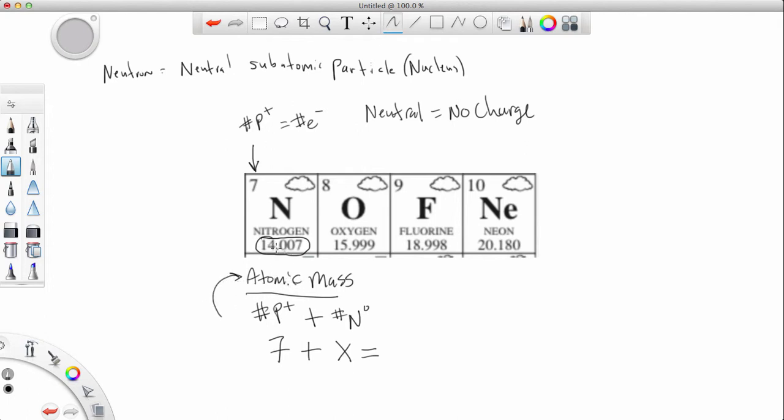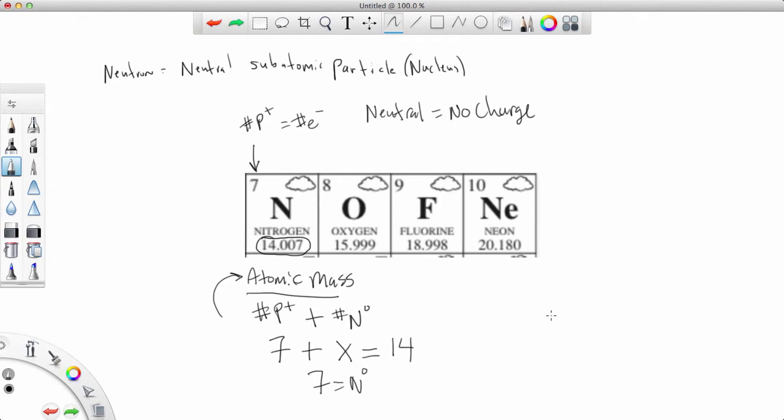And the atomic mass, I know that this shows a decimal. You need to round it to the nearest whole number. So 14.007 rounds to 14. 7 plus X equals 14. We solve for X. The number of neutrons in nitrogen is 7.